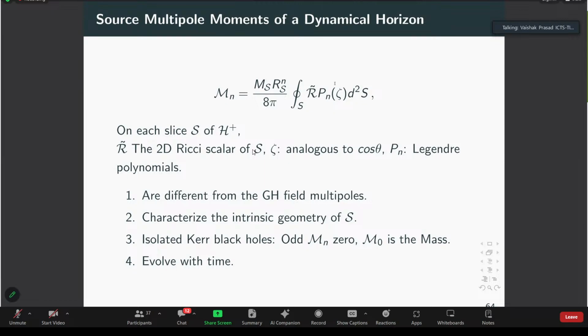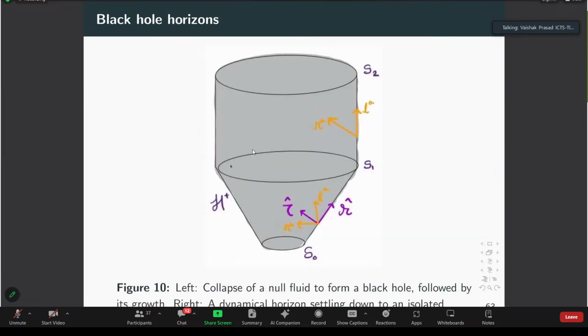And these integrals are carried out on the leaves or the foliations of the dynamical horizon. So this is a three-dimensional dynamical horizon. This is space-like. It has a time-like normal. So it's a one-way membrane. You can only enter it. You cannot leave it.